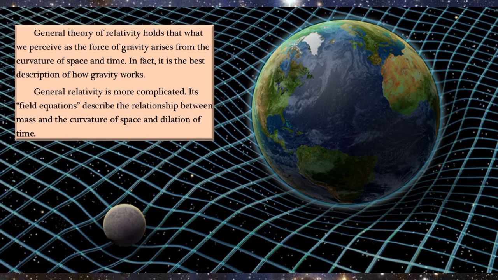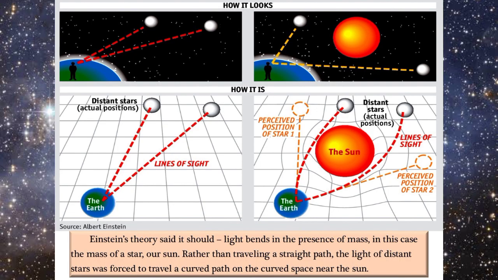General relativity is more complicated. Its field equations describe the relationship between mass and the curvature of space and dilation of time. Shown here in a picture, Einstein's general theory of relativity suggests that the sun's gravity bends the path of light from distant stars, and it's a testable prediction, but only during a total solar eclipse.